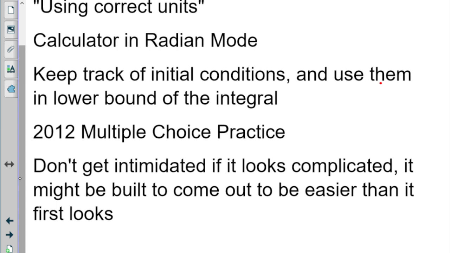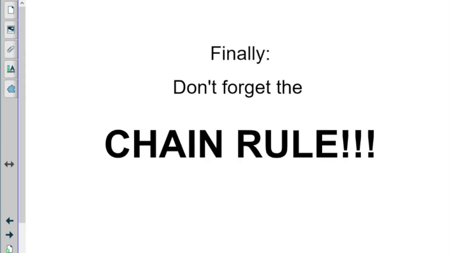And anything else I want to remind you not to forget? Oh yeah, you shouldn't forget the chain rule on any derivative question, of course.